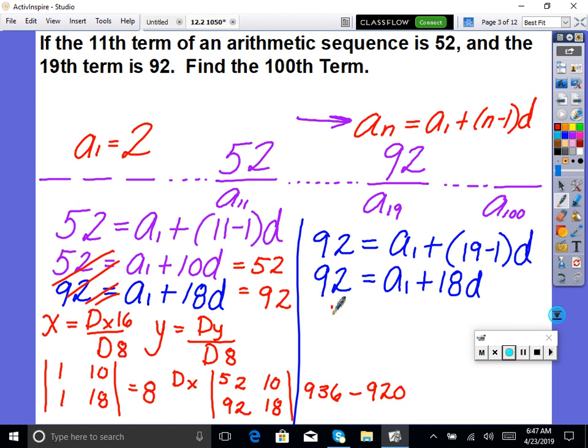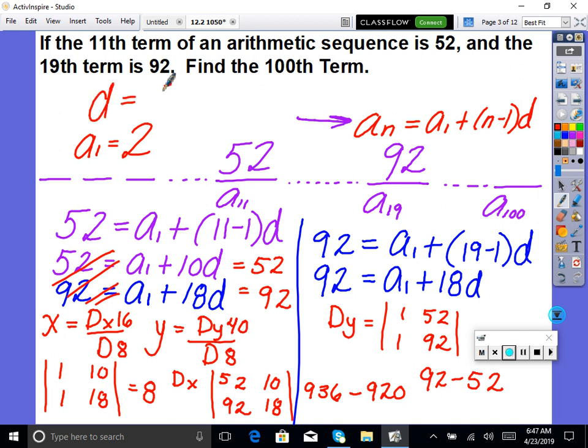Let's hurry and do dy. So that means the determinant replacing our y column. So we would still have a 1 and a 1. And then now we have 52 and 92. So then we'll do 92 minus 52, which is 42, isn't it? I mean 40, not 42. My bad, 40. So then we go right here. What's 40 divided by 8? 5. So that was d. So d is equal to 5. I think that's just as quick, personally, but that's just me.